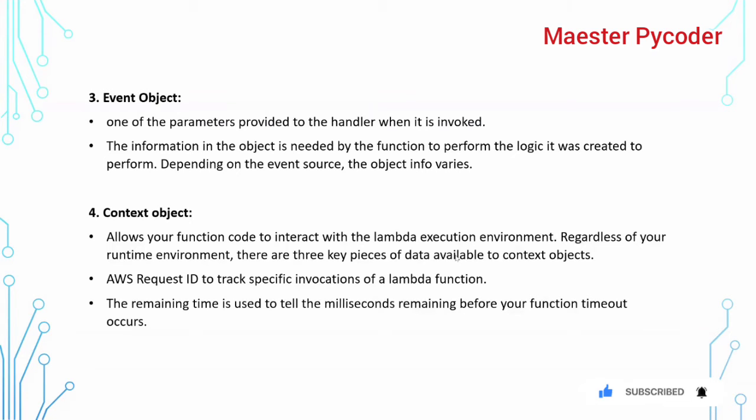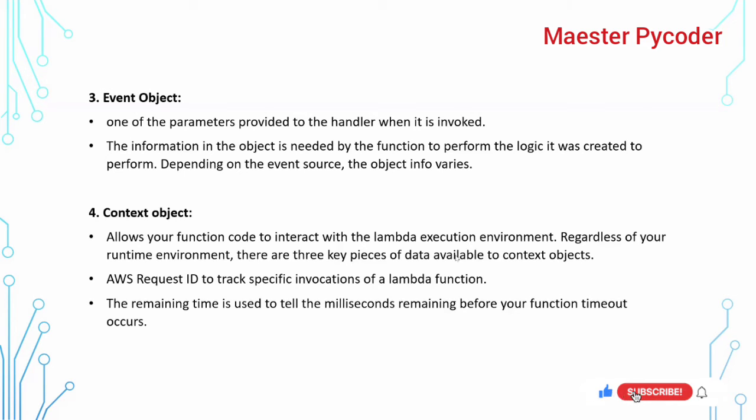The information in the object is needed by the function to perform the logic it was created to perform. Depending on the event source, the object info varies. Context object. Allows your function code to interact with the Lambda execution environment. Regardless of your runtime environment, there are 3 key pieces of data available to context objects.